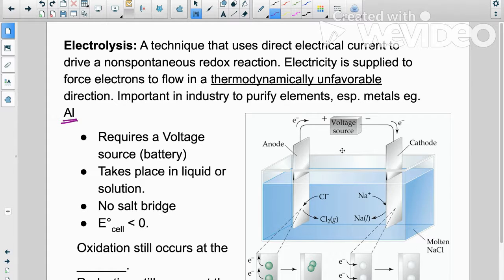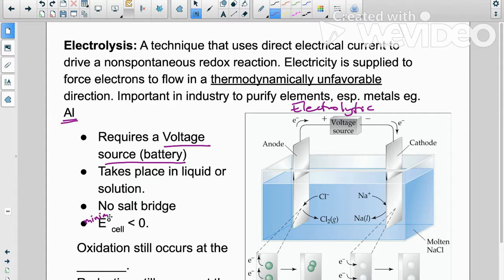So how is this different from, this is an electrolytic cell. How is this cell different from a voltaic cell? First of all, it requires a voltage source, okay? It takes place in liquid or solution with no salt bridge, okay? There is no salt bridge here. And then finally, the cell voltage, okay? And I'm going to put a minimum here because electrolytic cells are not necessarily used at or do not necessarily operate at standard conditions. So it's kind of a misleading thing to call it the standard cell potential.